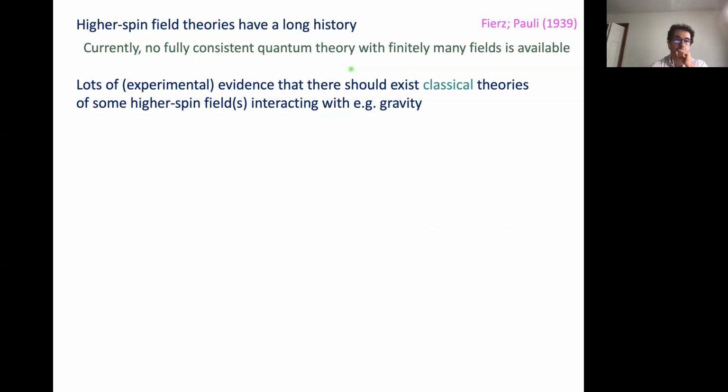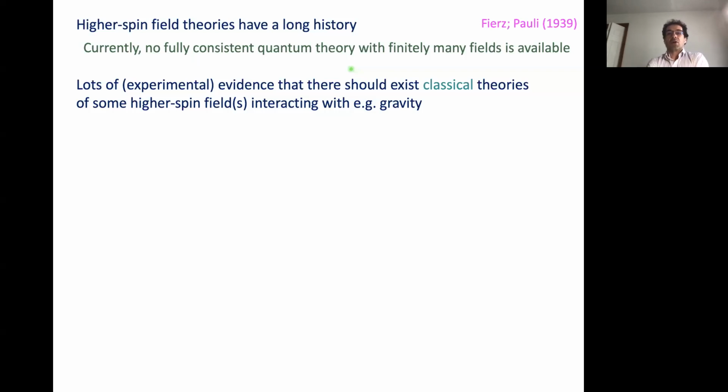So higher spin field theories have a long history, and despite their long history, there is no fully consistent quantum theory of such fields, with finitely many of them, including massive fields. And just to avoid being accused of holding you here on false pretenses, this unsolved problem will not be solved before the end of this talk.